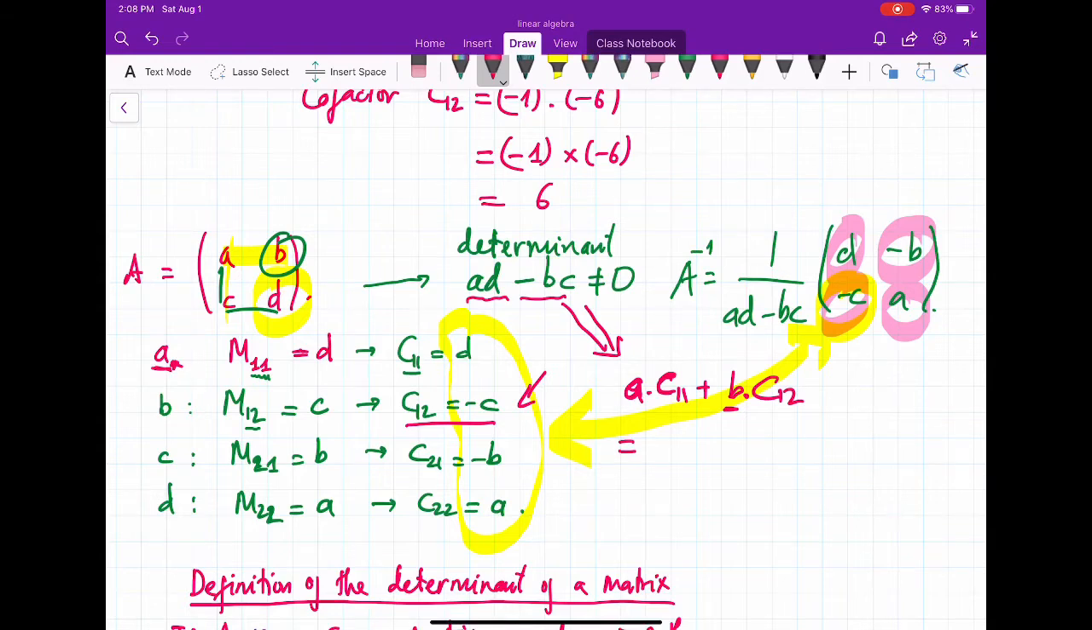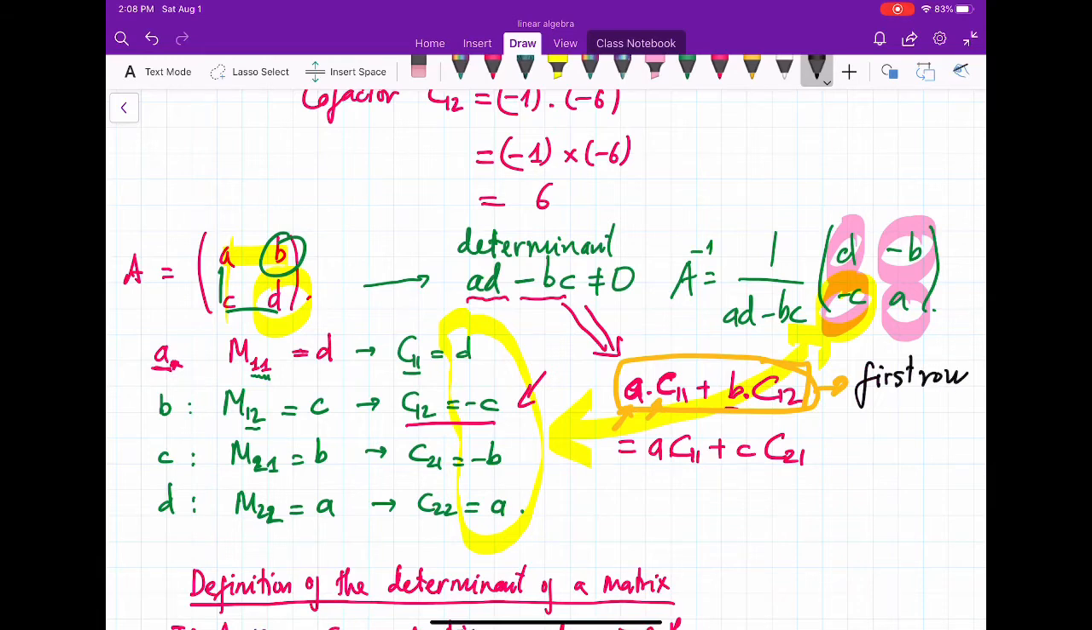Or you might look at this like that: A times C11 plus C times C21. You see, the first formula says you just take the sum of entries A and the cofactor C11, right, on the first row. So this is the first row I can write here. But this formula says that is the first column, right?